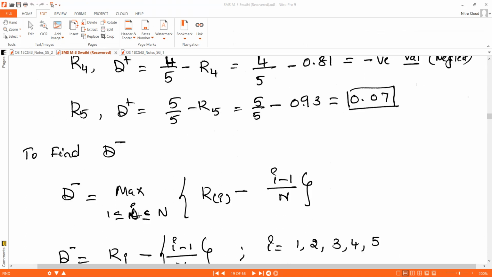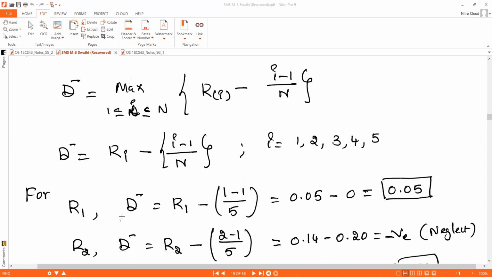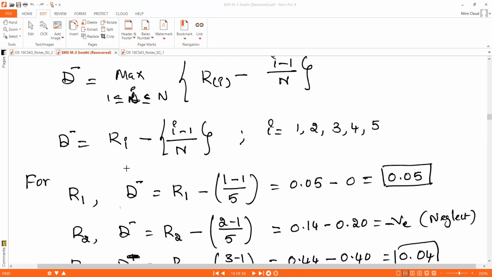Okay, in a similar way we need to find the d minus value. To find the d minus value, the formula is max over 1 less than or equal to i less than or equal to n, of Ri minus (i minus 1) by n. Okay, this is the d minus formula. Here also we need to find the d minus for i equal to 1 to 5. First, we will find the d minus value when i equal to 1.